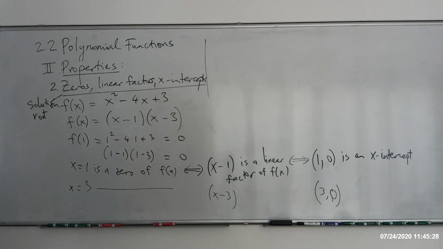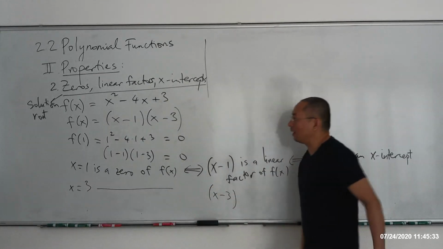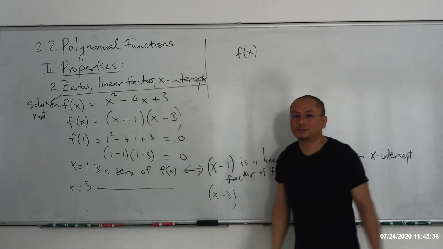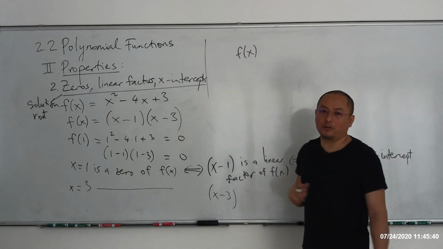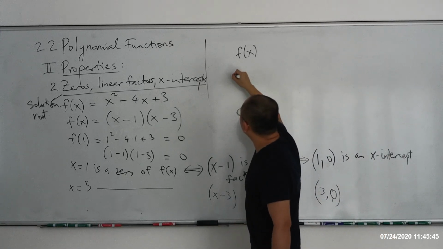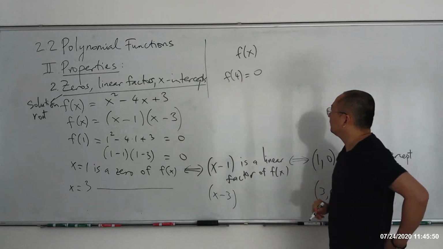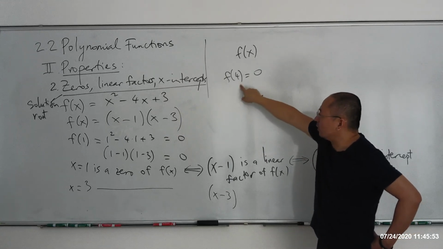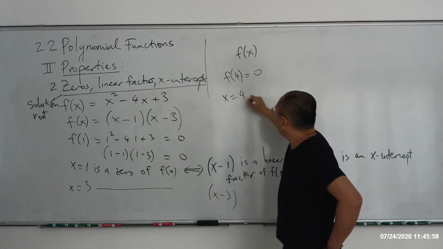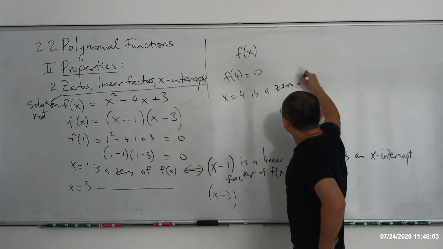Question: what is it good for? Why do we have to know that? What does it help me to learn about polynomials? Say you have function f of x. You don't know everything about it. You don't even know the function yet, but you know some about this. Say you plug in x equal to 4 and you got f of 4 equal to 0. That's all you know. And according to what we learned right here, f of 4 equal to 0 means that x equal to 4 is a zero of f of x.